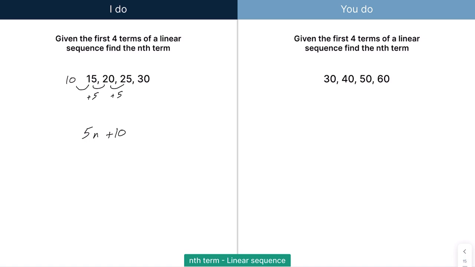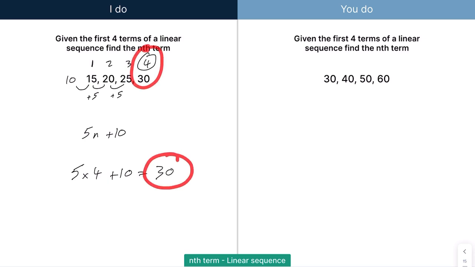And now, if you want to see if your answer is right, you can substitute. You've been given the first 4 terms. So this must be term number 1. This must be 2. This must be 3. This must be 4. Now you can substitute any of these back into n to see if the answer is right. So if I substitute 4 into here, 5 times 4 plus 10, I can see that gives me 30. So the answer should have been 30, and it is 30, which means that this is right.